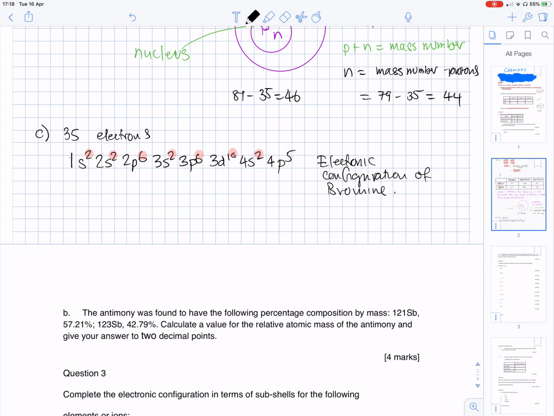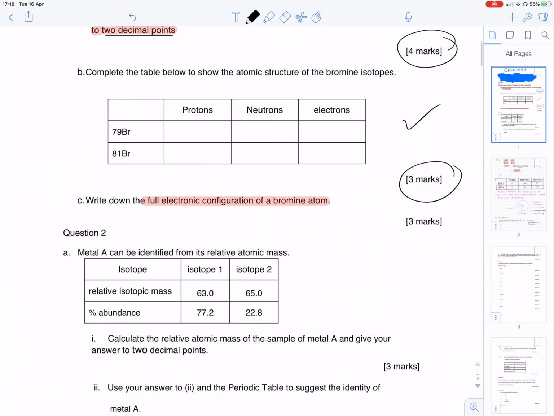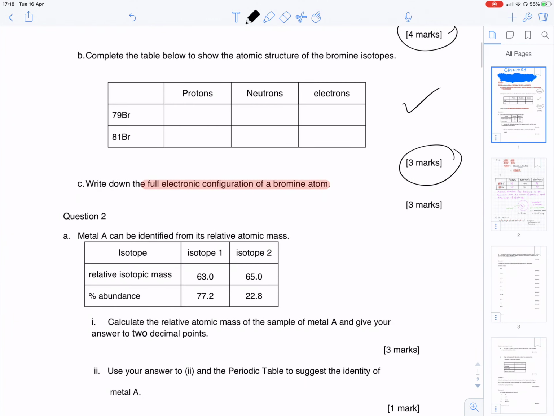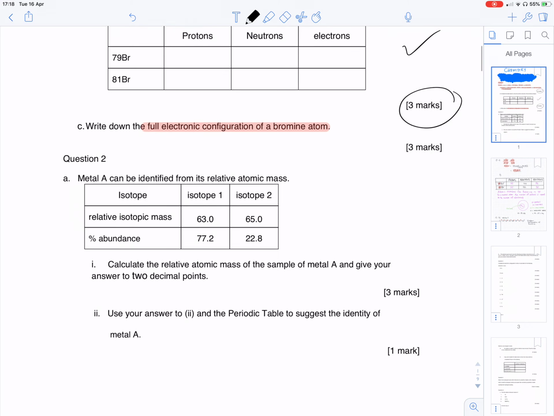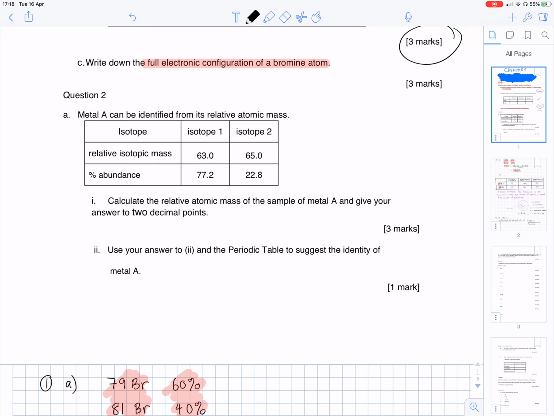Okay, I hope this one helps. I'll be back again with question 2, which has to do with calculating the relative atomic mass again, and also identifying the metal from the periodic table.